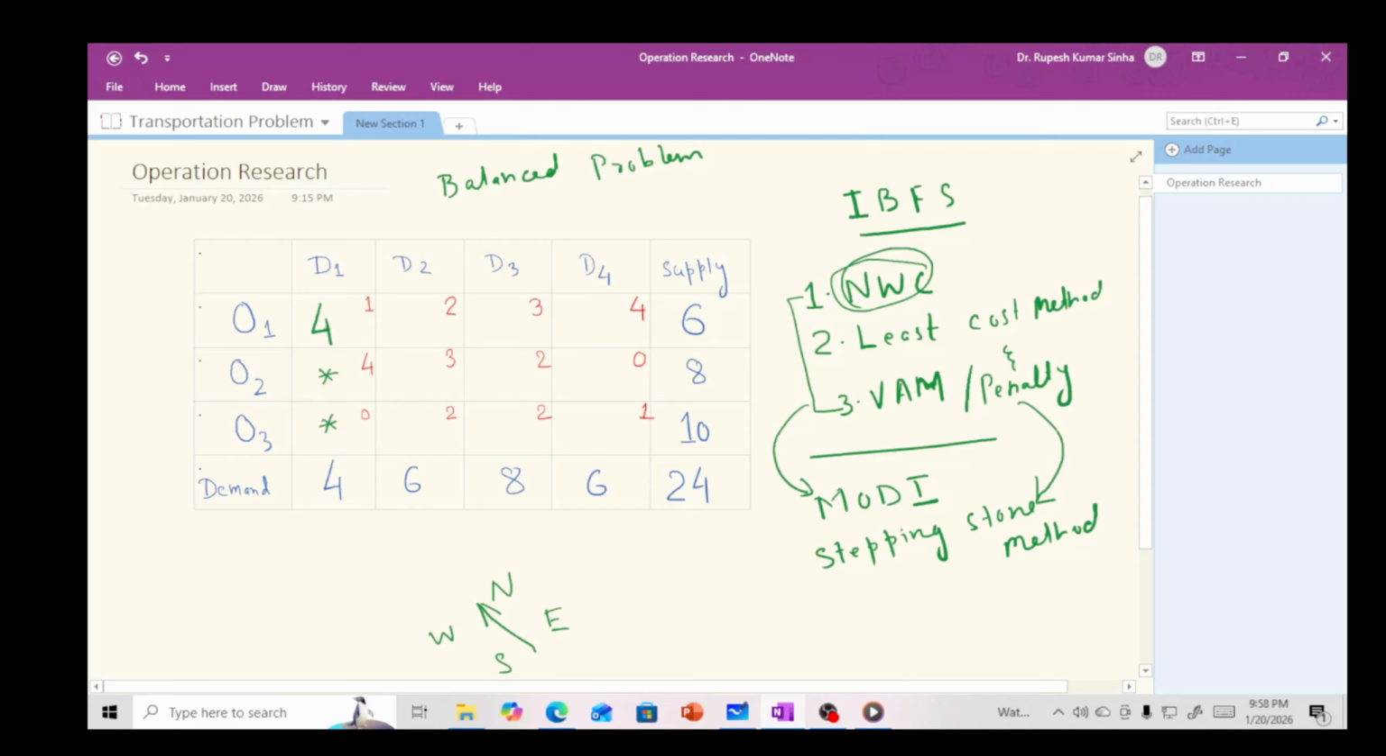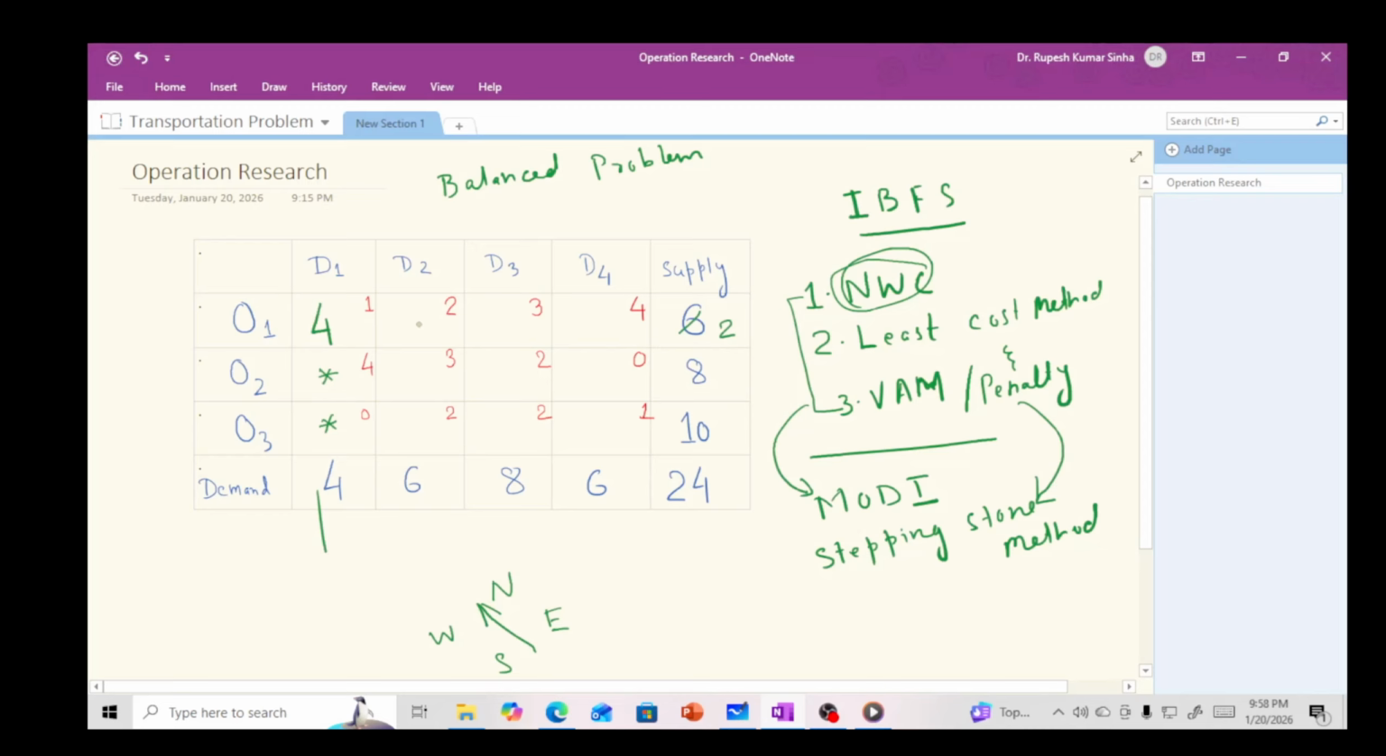From origin 1 it got all 4, so from origin 2, origin 3 it does not need anything, strike it off. But now origin 1 is left with 2 more products because only 4 has been given. So now we have got 2 more products with us. Again come to the northwest corner here, this one.